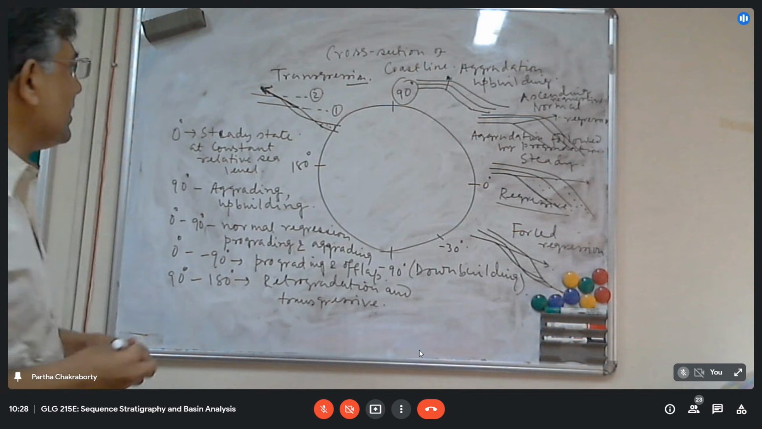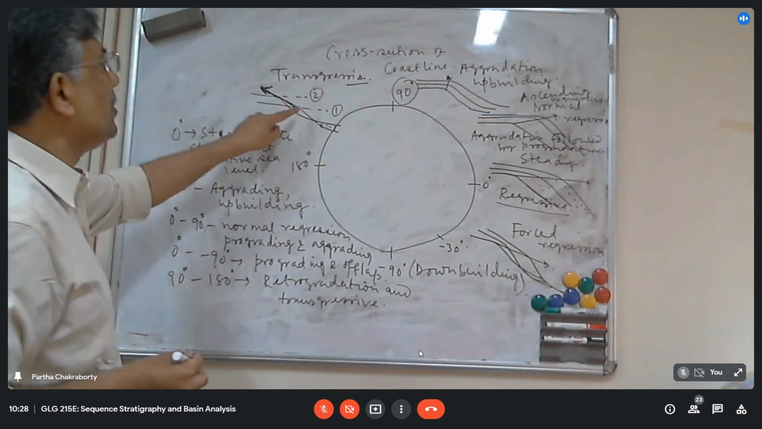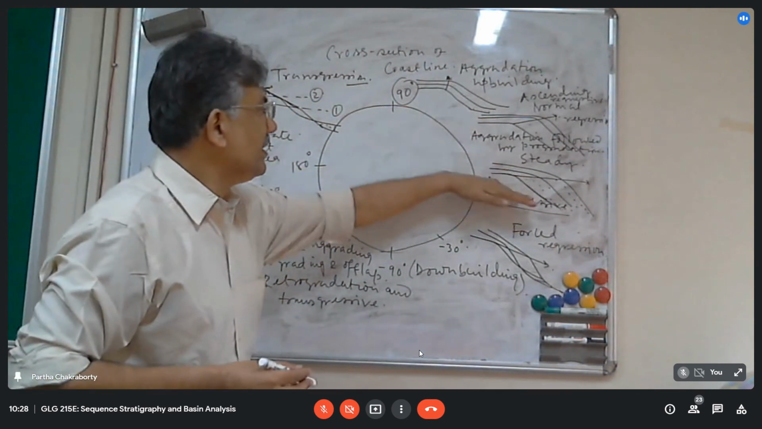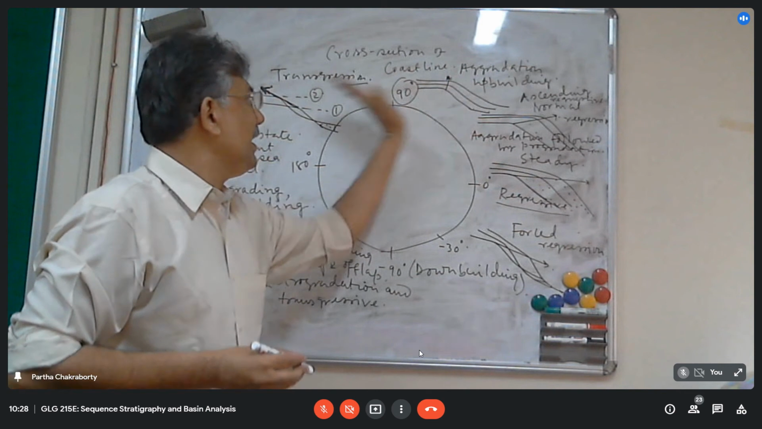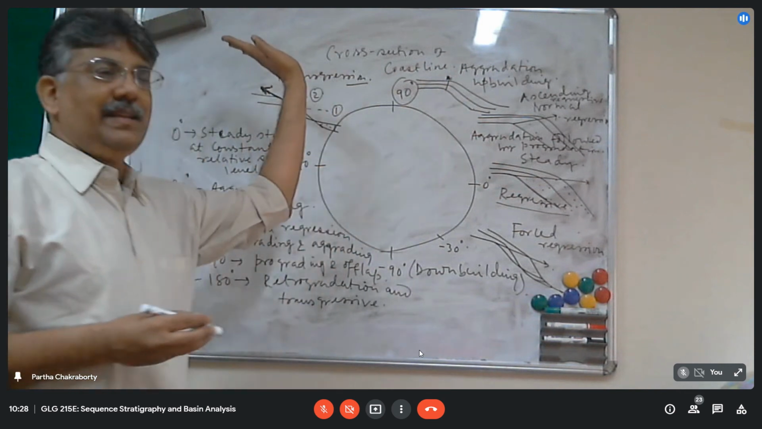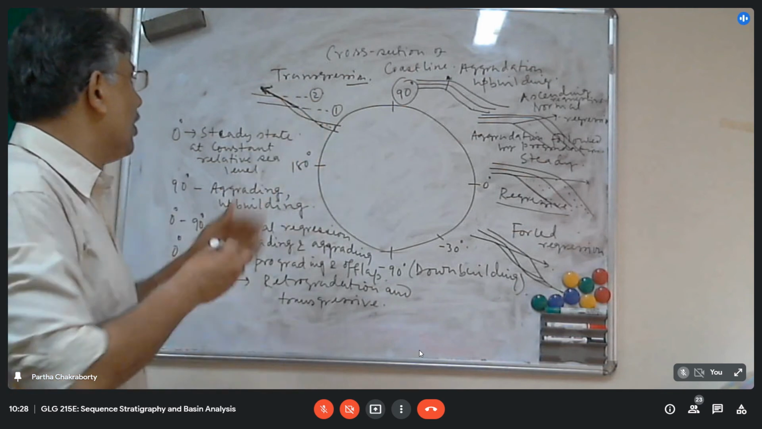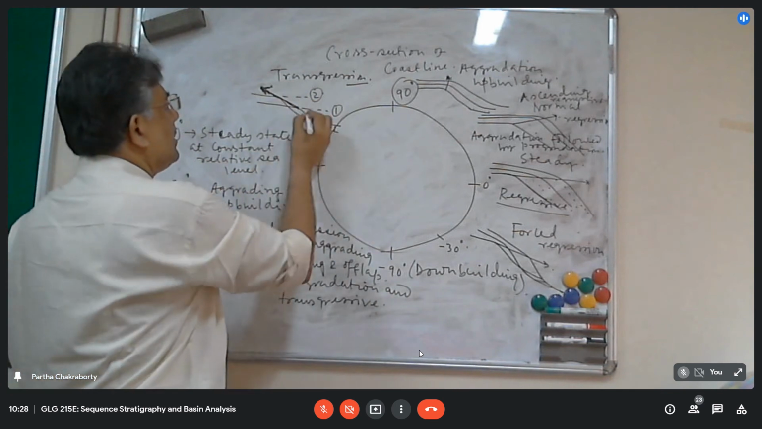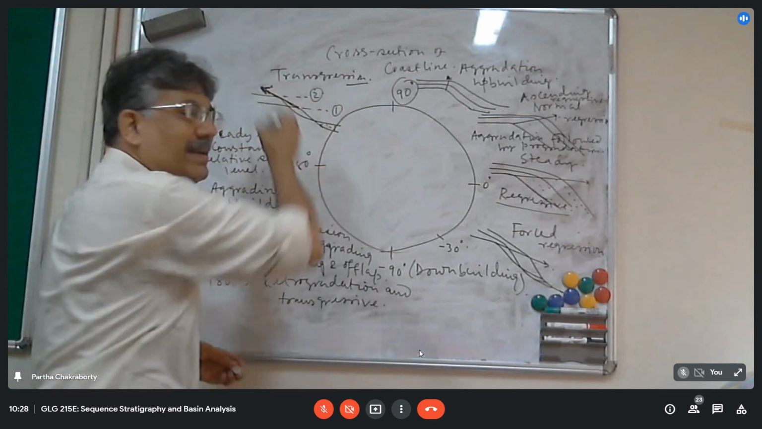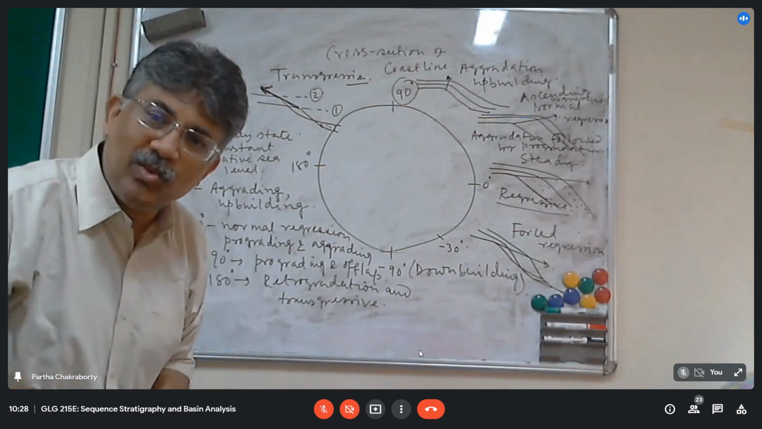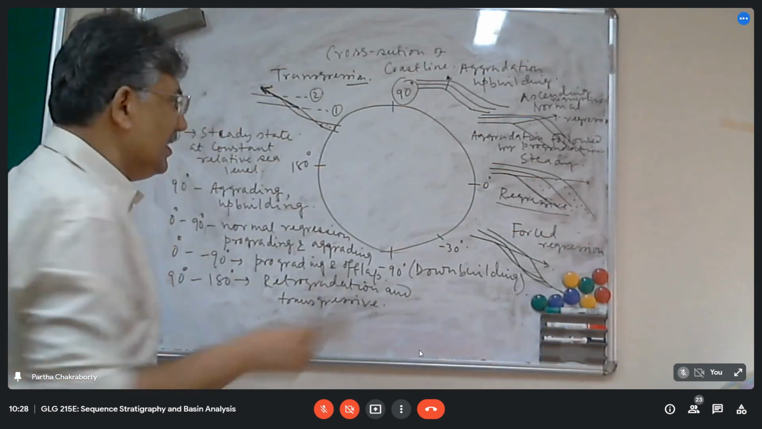This is transgression where you have a rise which is more than 90 degrees. This is 0, this is 90 degrees. It is about 120 degrees, and you have the break point, this is 1 and this is 2, migrating this side. So that is what you are getting, the transgression.